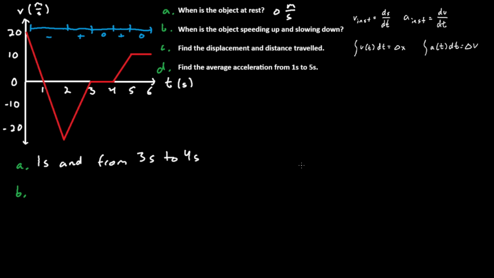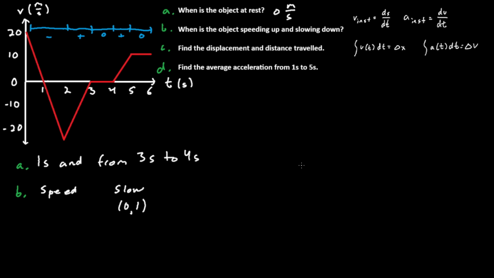Now, all we have to do is look at the points in which velocity and acceleration have the same sign. Well, from 0 to 1, velocity is positive, and acceleration is negative. Therefore, from 0 to 1, our object is, let's write speeding and slowing, our object from 0 to 1 is slowing down.